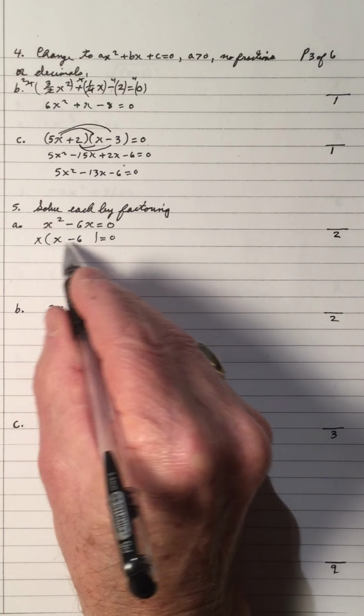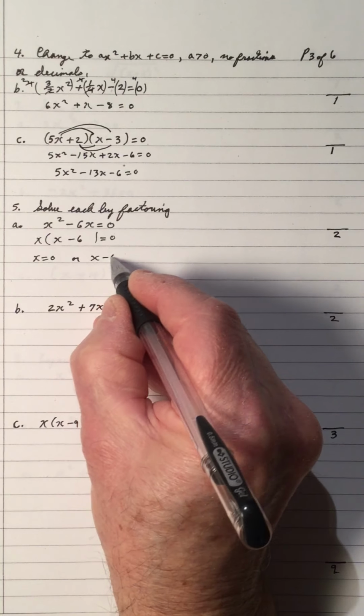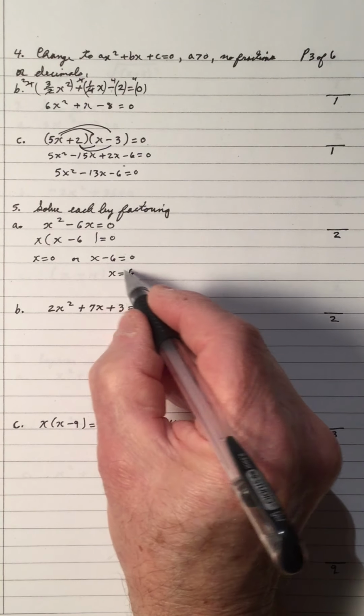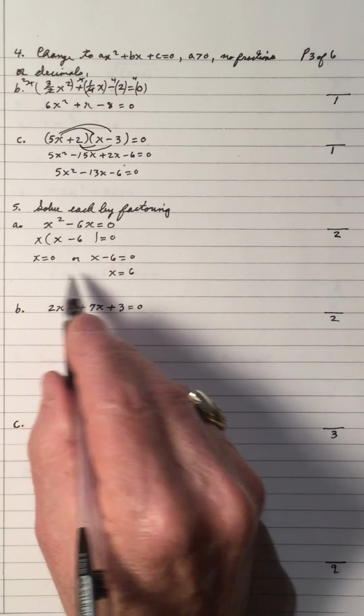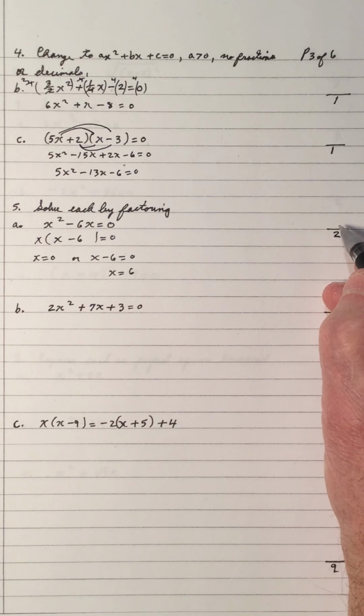We have two factors multiplied to give you 0. So x is 0 or x minus 6 equals 0. X is 6. Move this negative over, it becomes positive. So the two answers are 0 and 6. If you got each one, give yourself 2 marks.